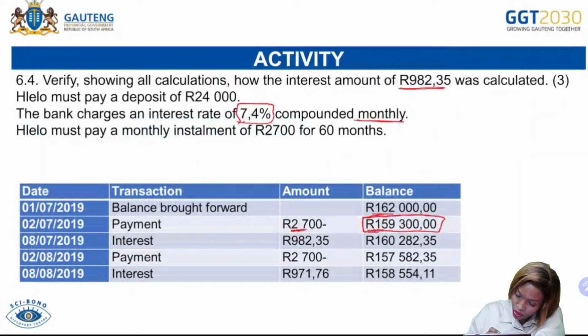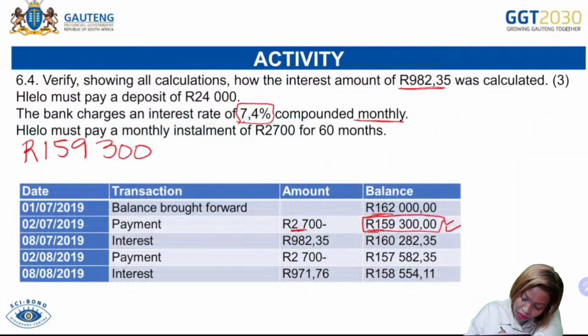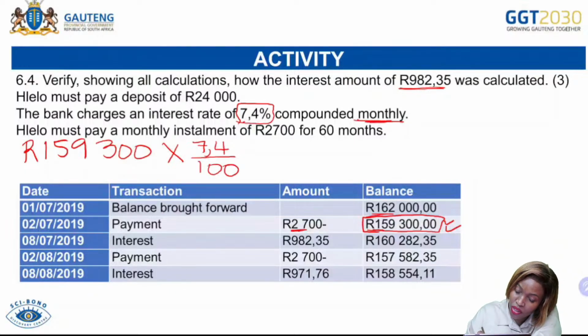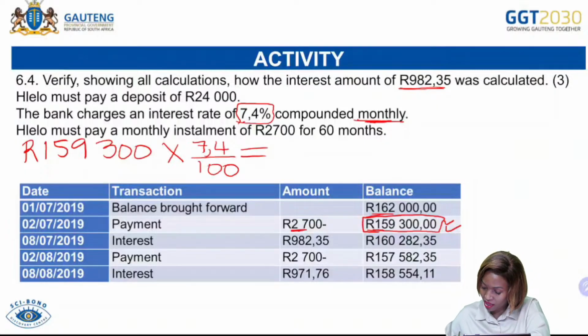monthly. So we'll take the 159,300. This is the loan now, the new loan. We multiply it by 7.4 over 100, because it is monthly. Okay, let me start by doing this first. To say 159,300 multiplied by 7.4%.